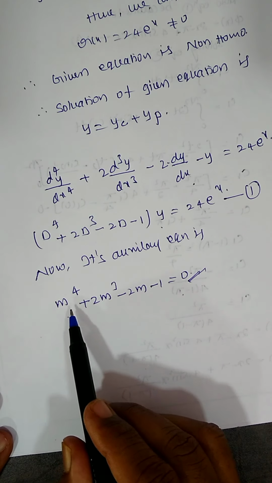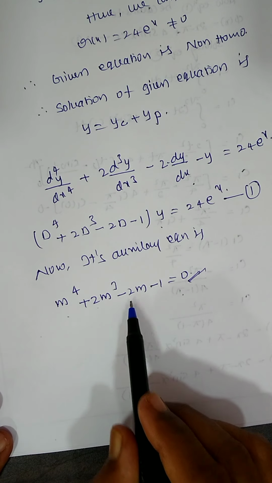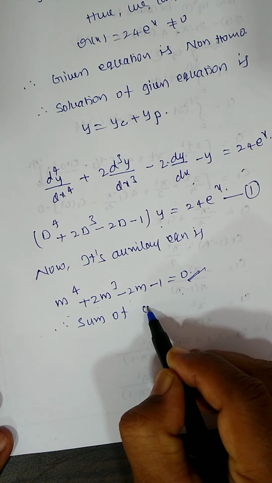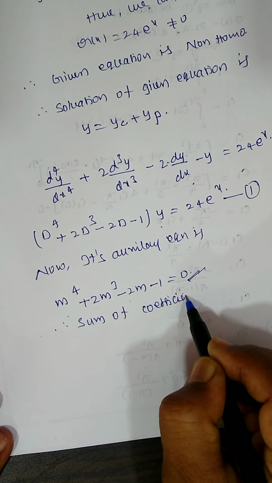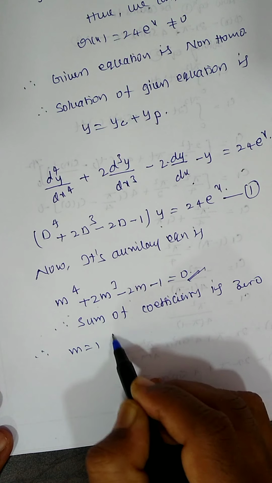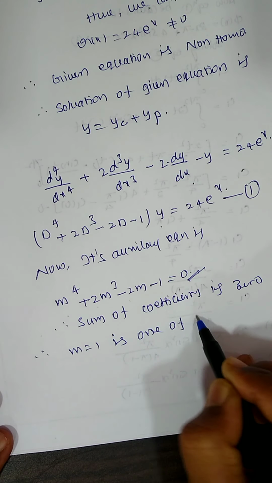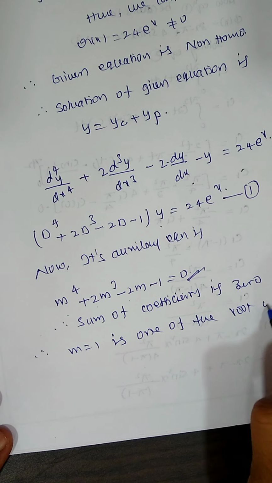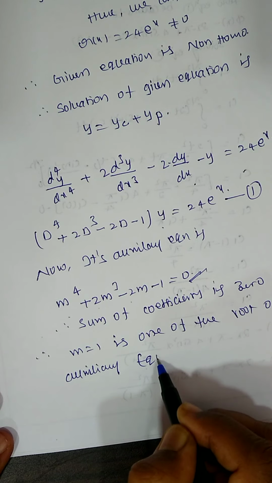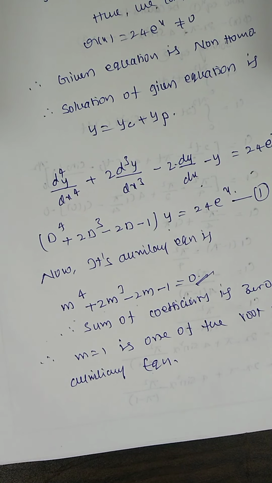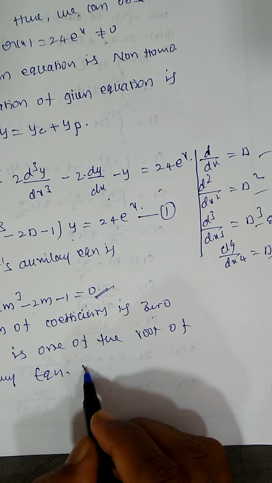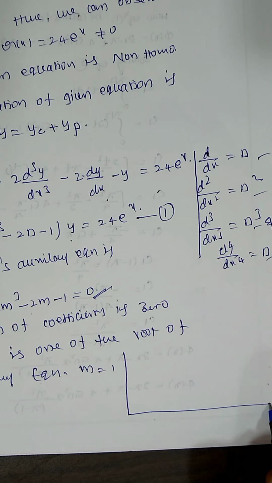Now the sum of the coefficients is equal to how much? 1 plus 2 is equal to 3, 3 minus 2 is equal to 1, 1 minus 1 equal to 0. Therefore, the sum of coefficients is 0. Therefore, m equal to 1 is one of the roots of the auxiliary equation. Now find the remaining roots.